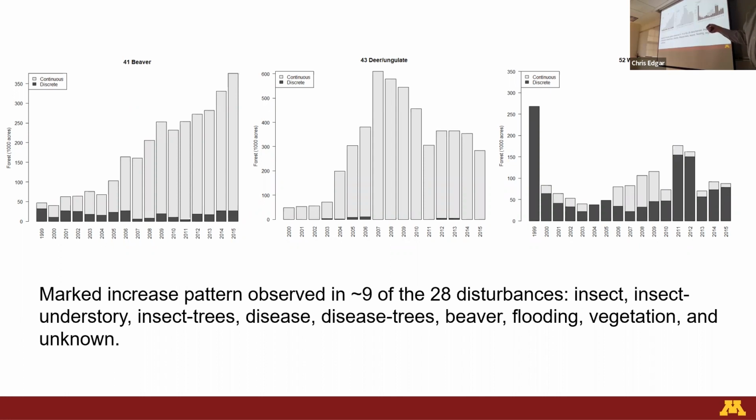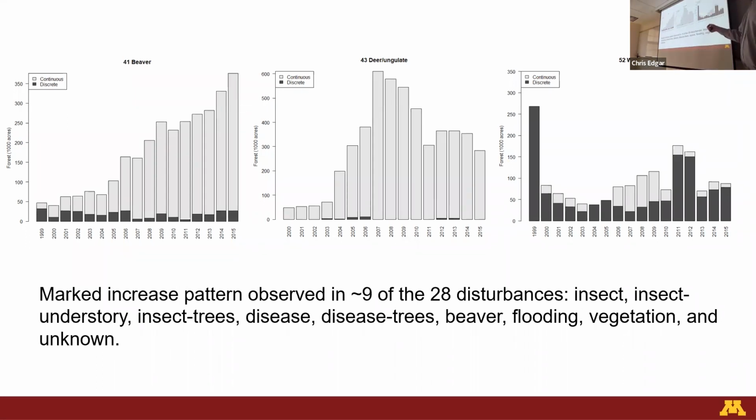And what we actually see is that the vast majority of that is continuous disturbance, rather than beaver mortality or damage being isolated to one specific year. Most of it is actually spread out over multiple years between the re-inventories. Looking at this general pattern across the 28 disturbances, there were 9 that had a very similar pattern. So it's not just one agent that's driving this. We've got multiple agents exhibiting this kind of continuous disturbance.